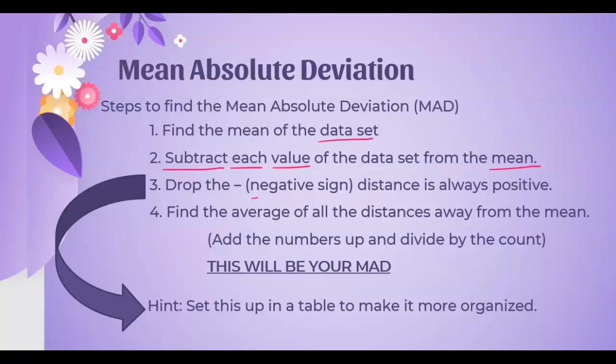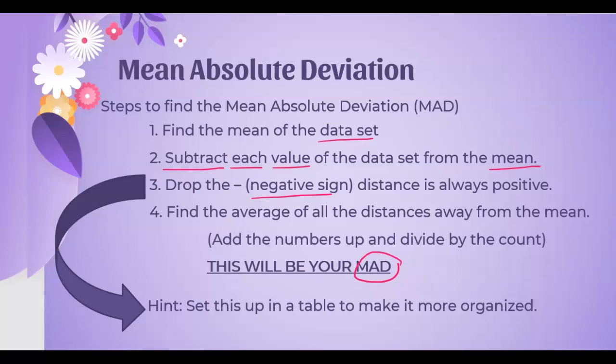You drop the negative sign. Well, when you put it in your calculator, you drop the negative sign because distance is always positive, and that's the absolute value. Step number 4 is you have to find the average of all the distances away from the mean. So that means you add up all those numbers again and divide by how many numbers you added. This will be your MAD.